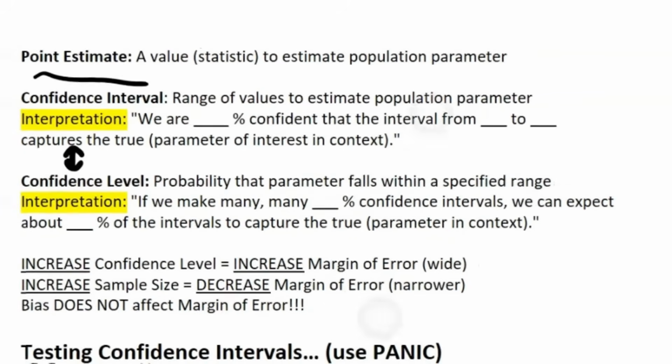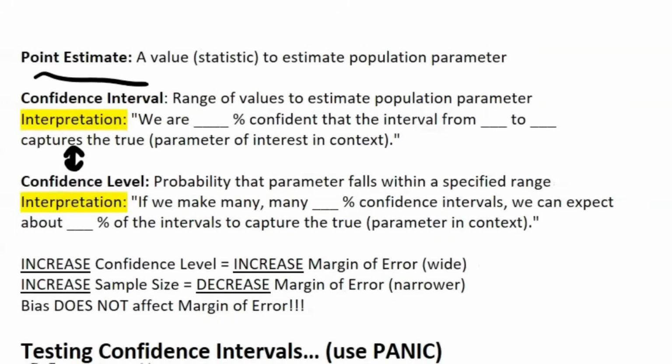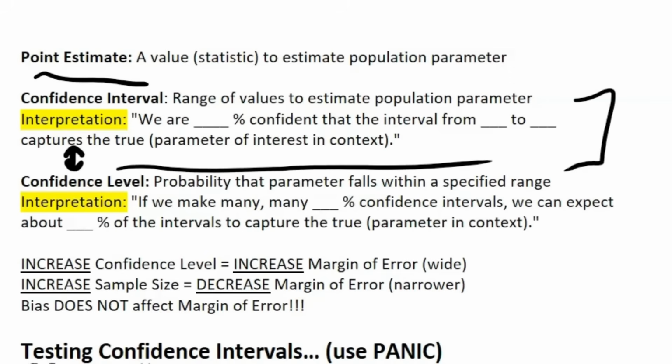And something to note here is the actual interpretation, because the confidence interval interpretation is your conclusion. Your conclusion needs to be in context. And so you're going to say this: we are blank percent confident that the interval from blank to blank captures the true parameter of interest in context. So you need to have that down for the actual confidence interval.